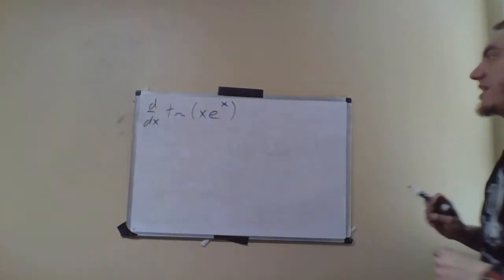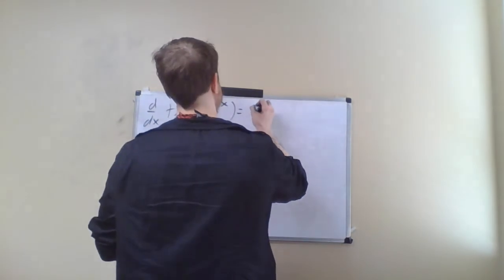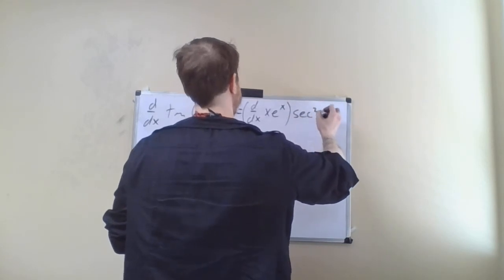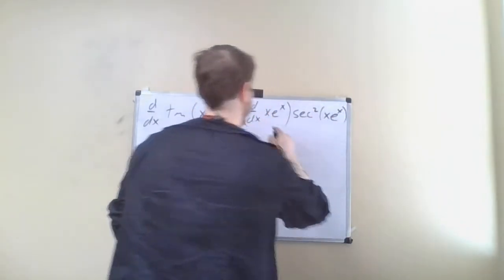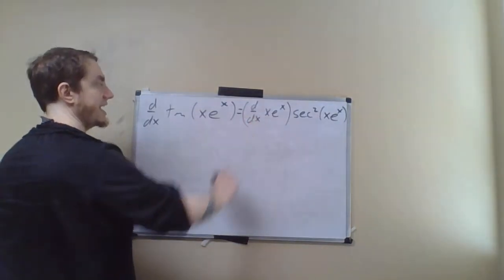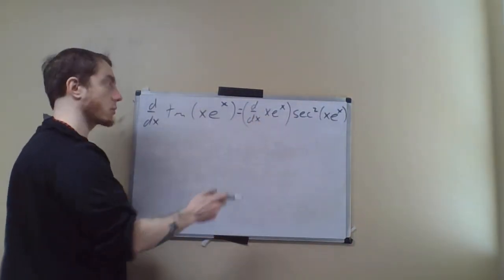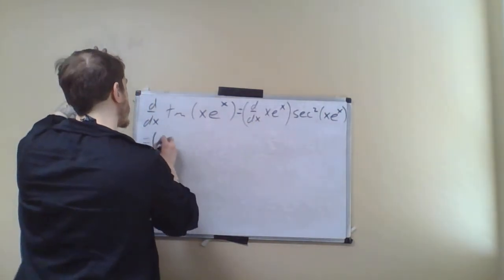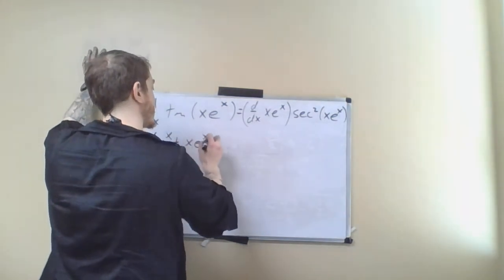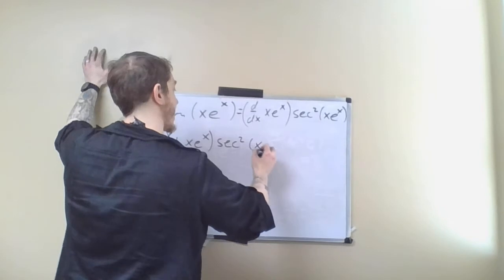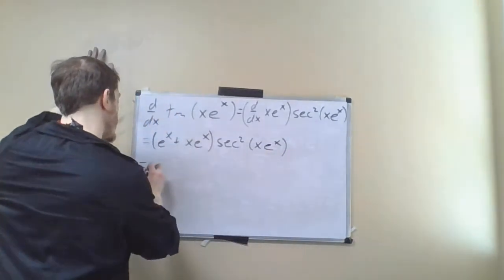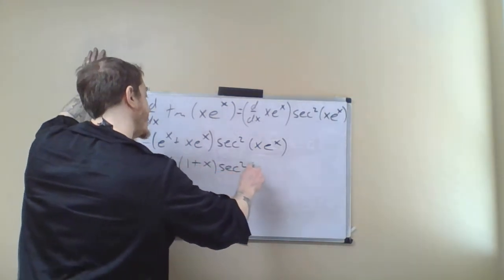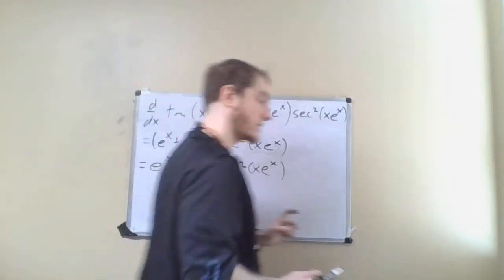This one takes a little bit of extra work because this is going to be the derivative of x times e to the x, times secant squared of x e to the x. And now all I've done so far is to apply the chain rule. But to find the derivative of x e to the x, I need to use the product rule. So this is going to become e to the x plus x e to the x, times secant squared of x e to the x. If you wanted to, you could factor out an e to the x, and you have e to the x times 1 plus x, times secant squared of x e to the x.